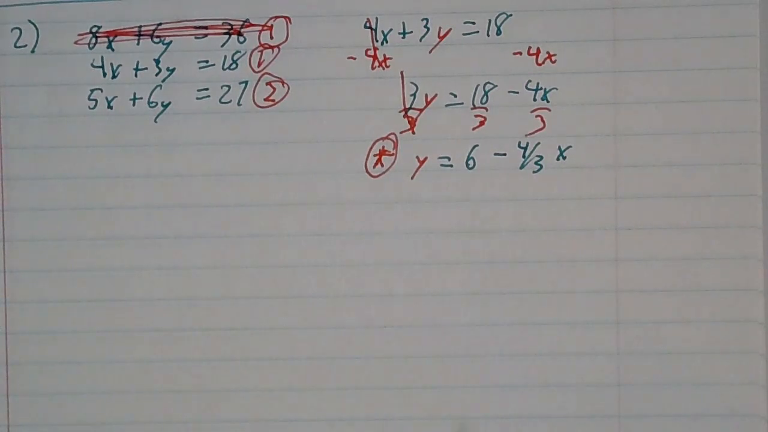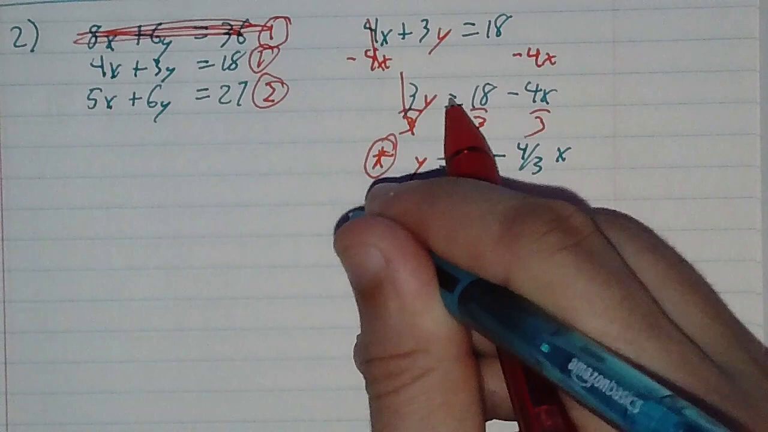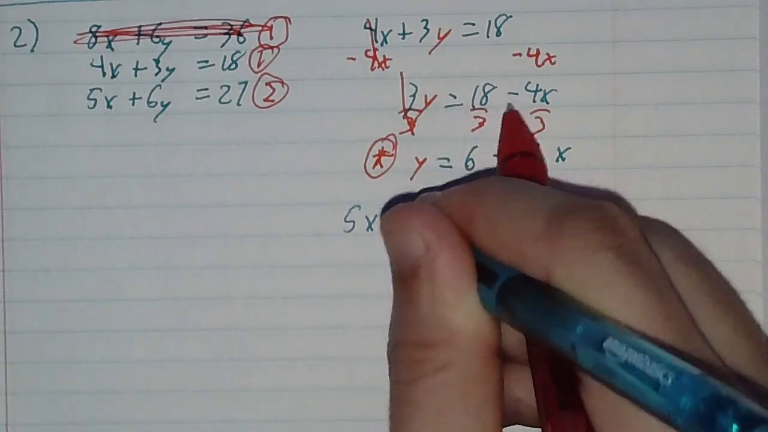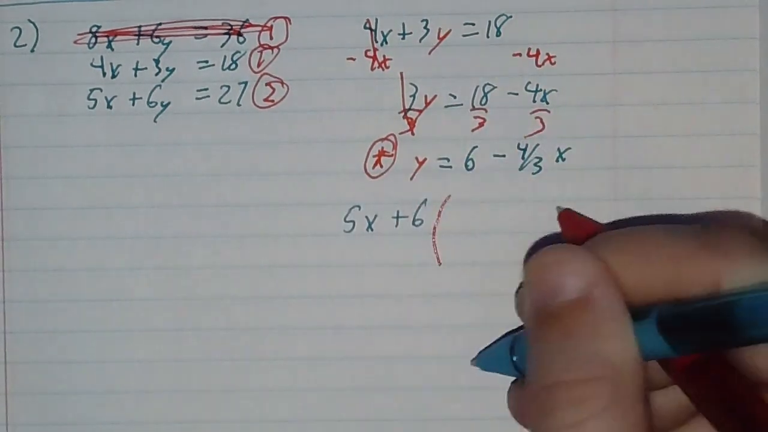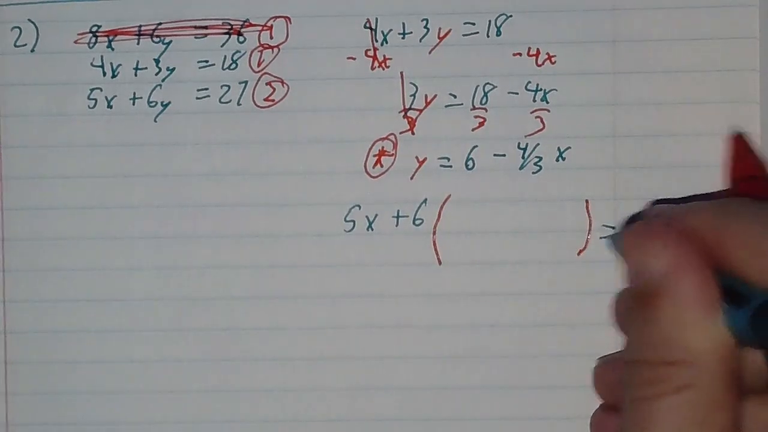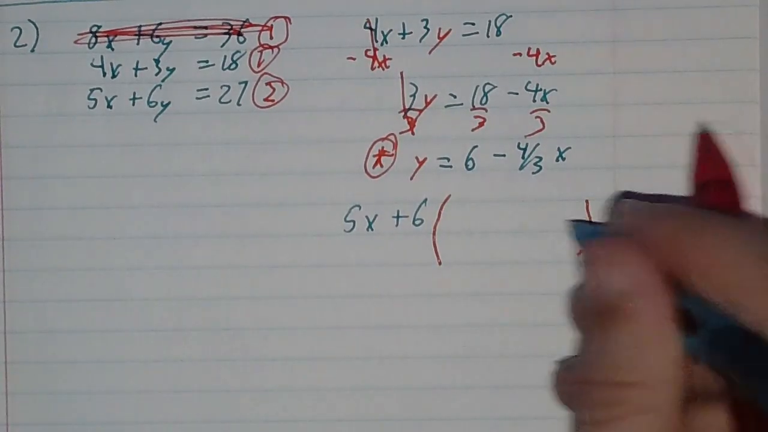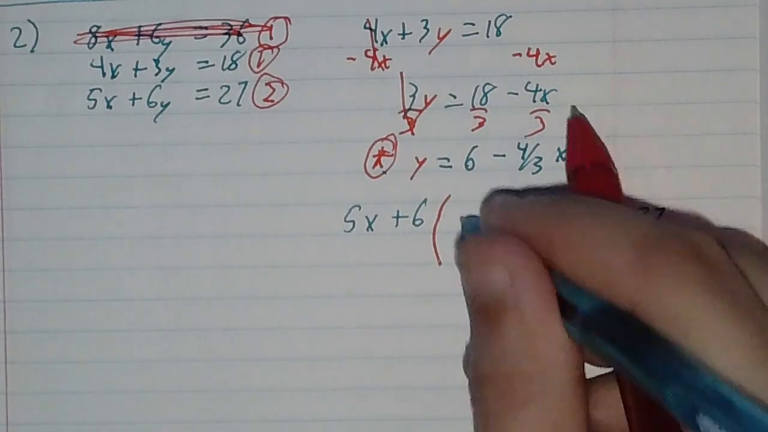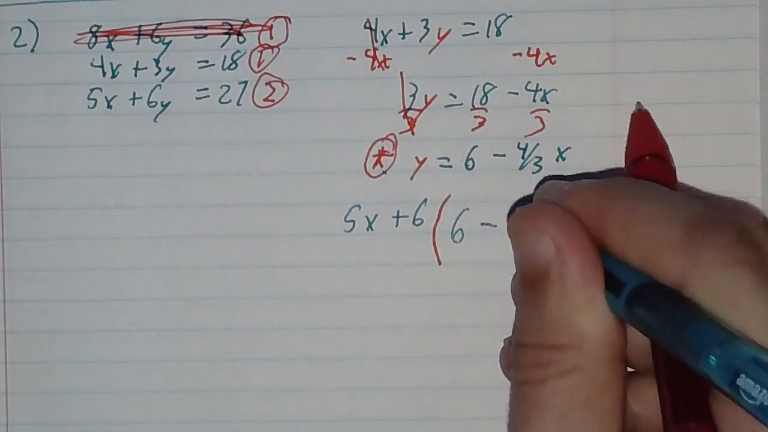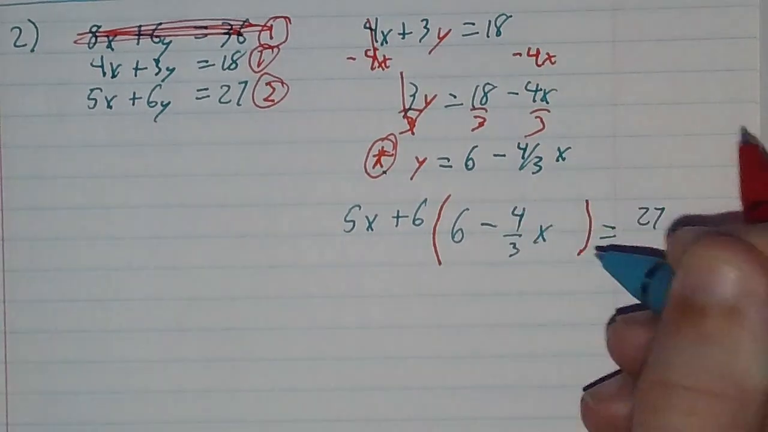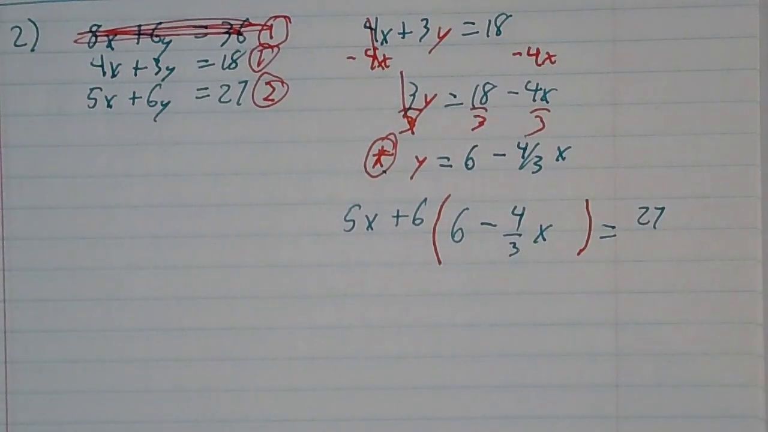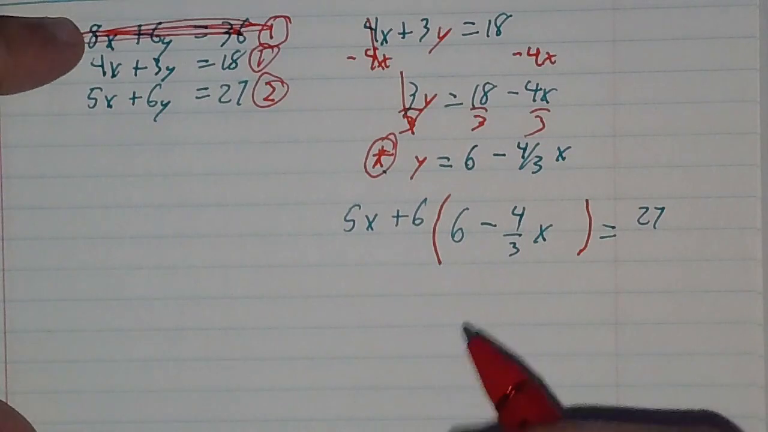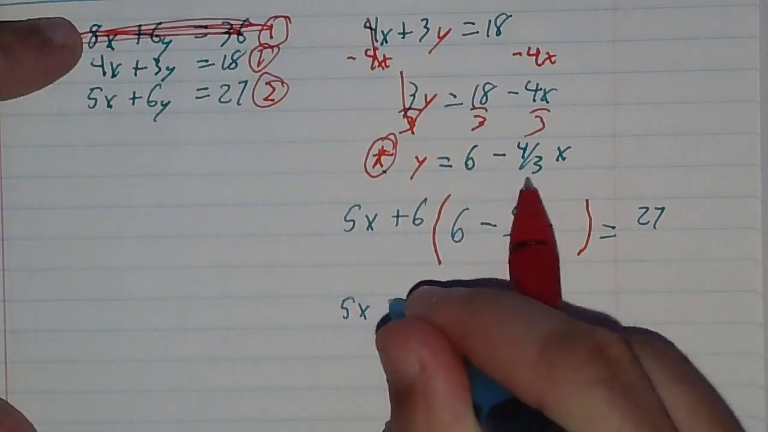So what I'm going to do is copy down equation 2. Equation 2 says 5x plus 6y is equal to 27. And remember, the result from star goes in this parentheses instead of writing a y down. So that is 6 minus 4/3 x. Okay, so now I have a multi-step equation in terms of x, which I can solve to get my solution for x.